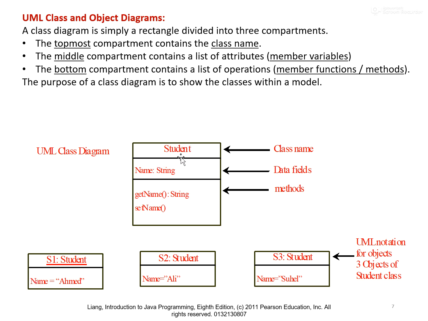So class Student has a variable name of type string. Object S1 is one in which the value of its member variable name is Ahmed. In object S2, the value of the member variable name is Ali, and in the third one it is Sohail.